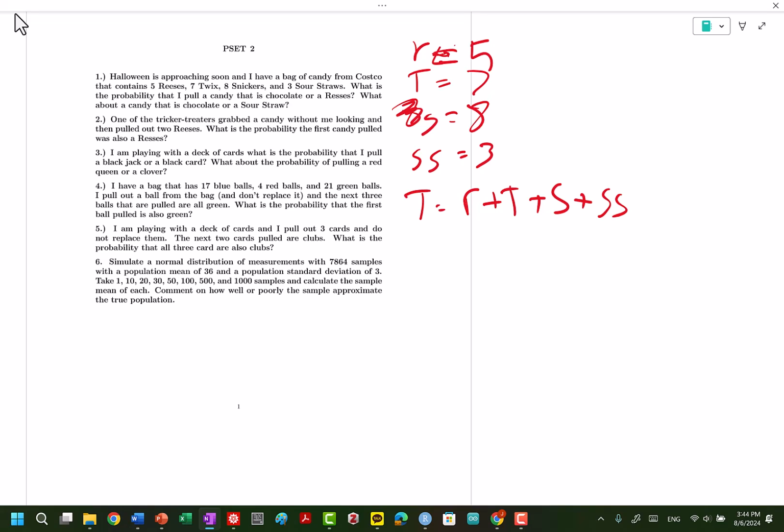So the first question is, what is the probability to pull a candy that is chocolate or a Reese's? And the second question is, what about a candy that is chocolate or a sour straw?